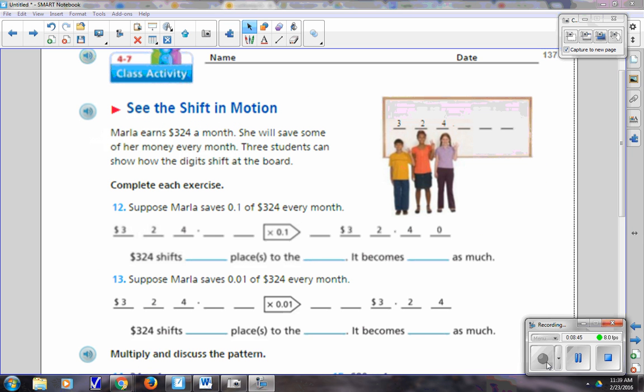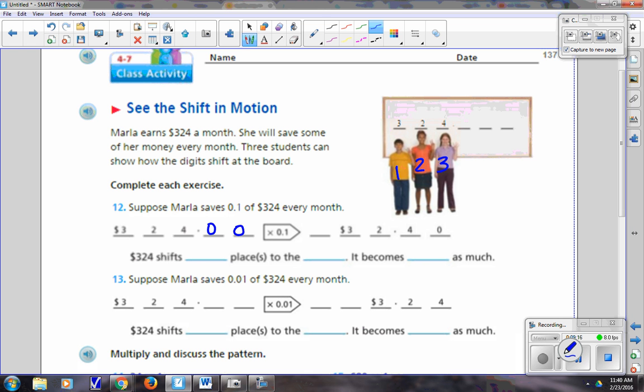So we have Maria earns $324 a month. Okay? She will save some of her money every month. These 3 students right here, 1, 2, and 3, are going to show us how the digits shift at the board. So suppose Maria saves 1/10 of $324 every month. So that would be $324. This is zeros here, by the way, if that helps you. Times 1/10 equals 32.4. So 324 shifts how many places? 1 place to the right. It becomes 1/10 as much.